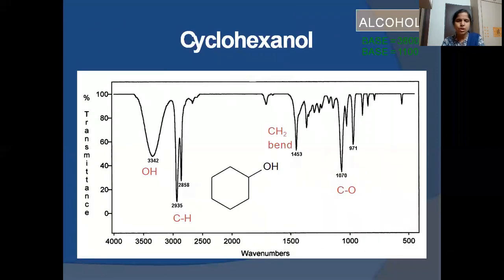So cyclohexanol has an OH group again, and a C single bond O. There is hydrogen bonding, so we observe a band at 3300, and it is a broad band. If there is no hydrogen bonding, we will observe a sharp band at 3600. Here, as we are observing a broad band, we can say that there is hydrogen bonding present in this. Then all are sp3 carbons.